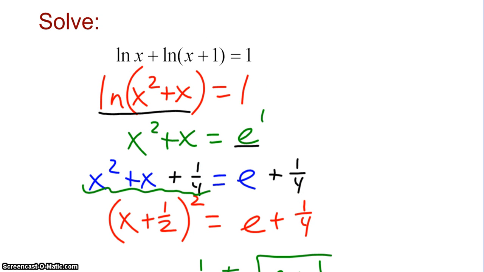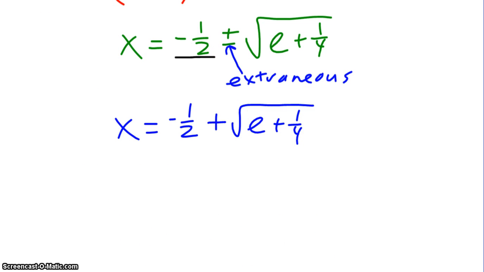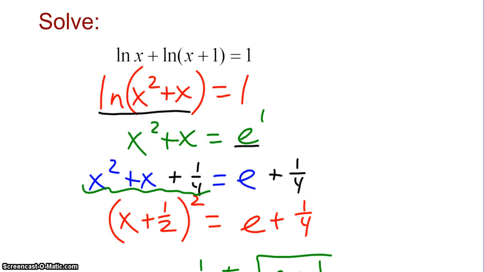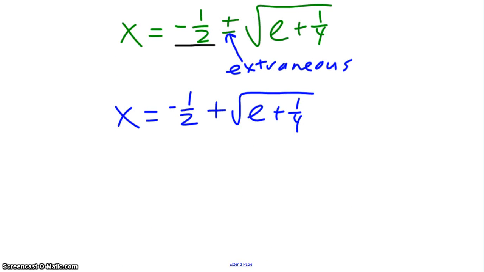Now, that doesn't necessarily mean it's bad, but since I have just the natural log of x, that means I would be taking the natural log of a negative. So I know for sure the negative quantity is extraneous. Now I also do need to check the positive quantity. So I need to check, is negative 1/2 plus the square root of e plus 1/4 going to be a positive number or a negative number? If it is a negative number, then that will not work as well because of the natural log of x. In this case it does work, so my answer is going to be x equals negative 1/2 plus the square root of e plus 1/4.